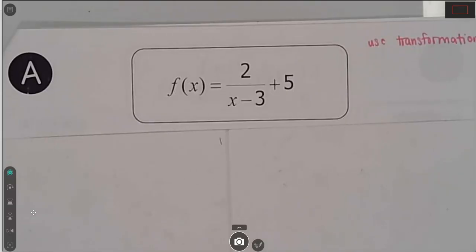Actually, before I do that, bonus point if someone can come up here and graph 1 over x. Good job.